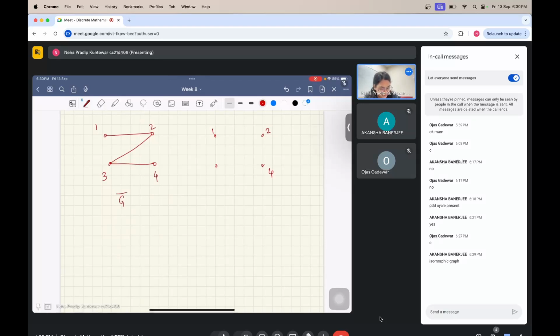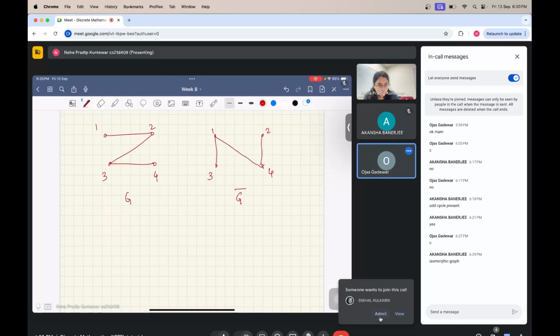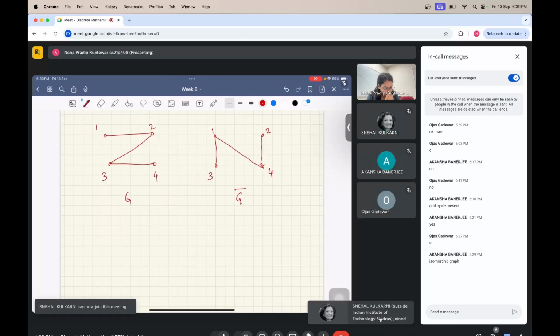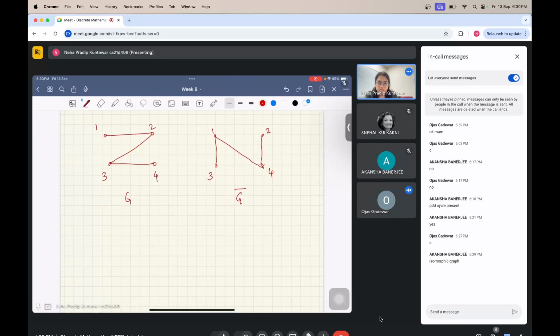Can you tell me what are the edges that should be there? Ma'am, one joining three, two joining four, and one joining four. Yeah, that is correct. So, do you think G and G complement are isomorphic? Yes, ma'am.